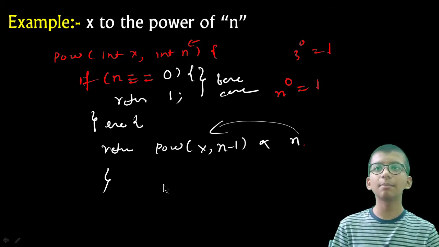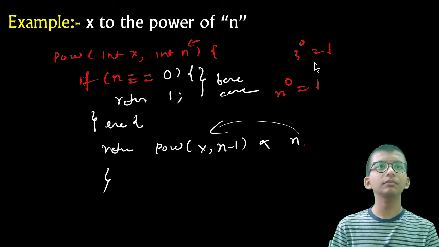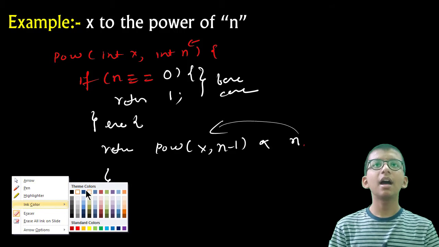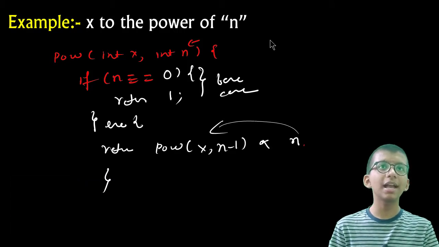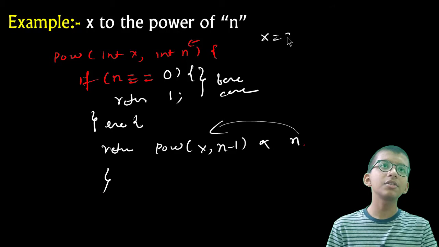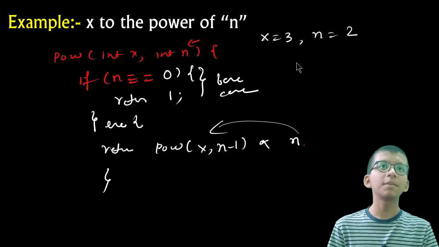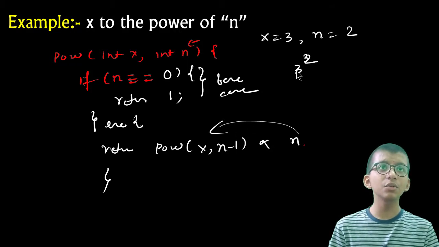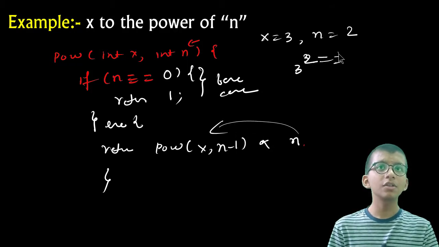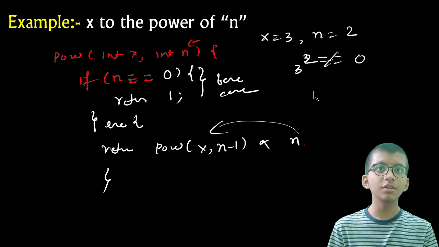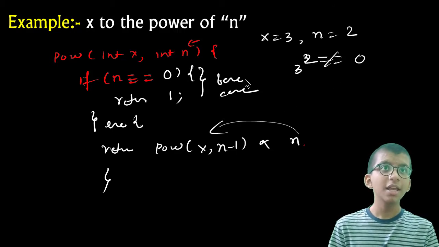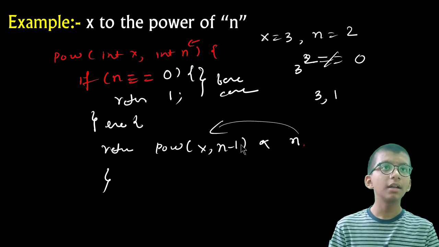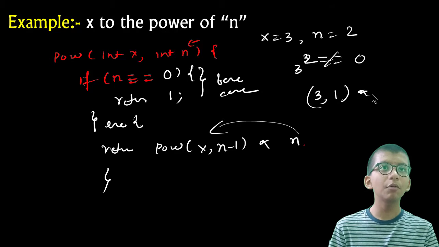Let's take an example that we have. Let me remove this, and let's say we have our favorite, x equals 3, and n equals 2. Okay, 3 to the power 2. So see here that the 2 is not equal to 0, so it goes on to return, so it calls the function. Now it calls the function here, power of 3 comma 1 times the n.